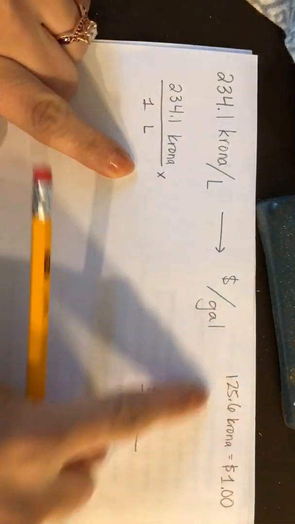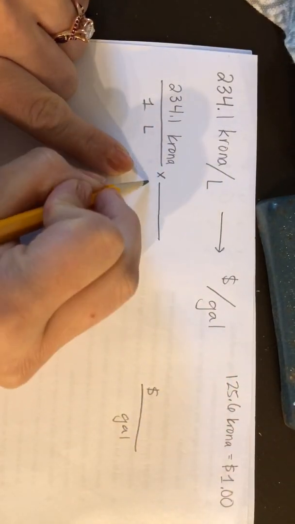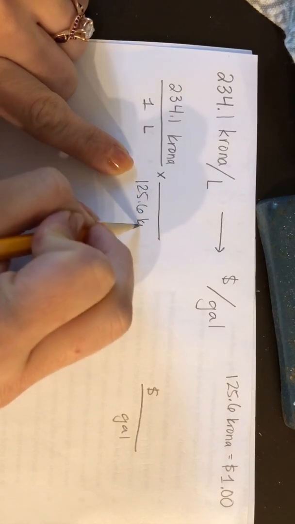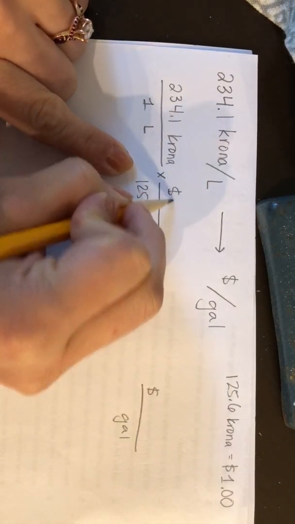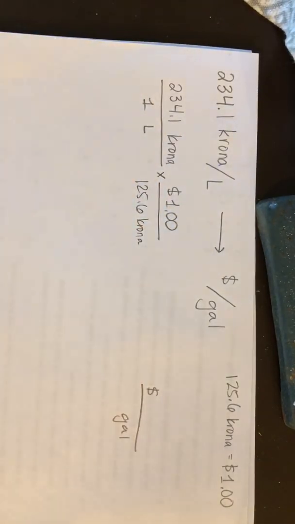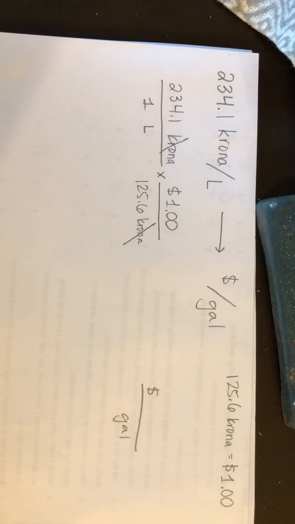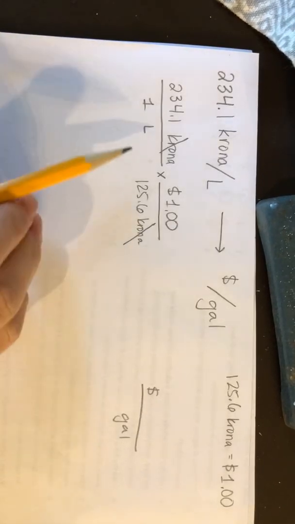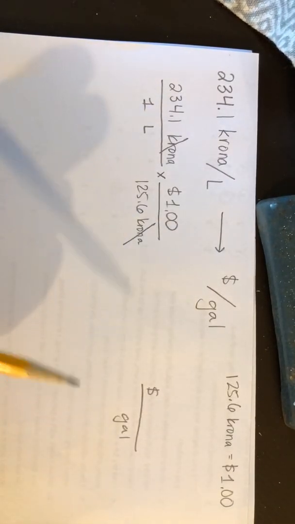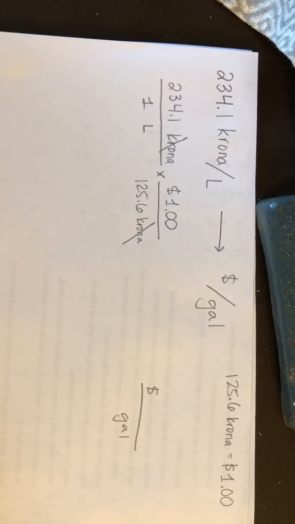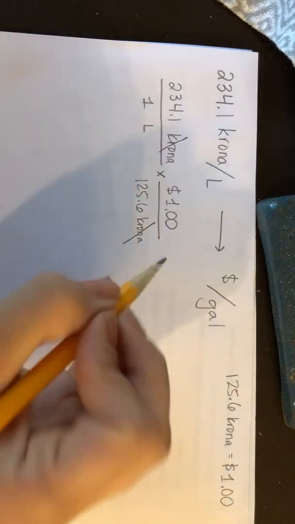So here's my conversion factor. Every 125.6 krona is $1. My krona cancel. That's why I put it on bottom. All right, so I now have dollars on top. Now I need to go from liters to gallons. So if you look at the route that we could take on your conversion factor sheet, we can go from liters to quarts and then quarts to gallons. So that's what I'm going to do.